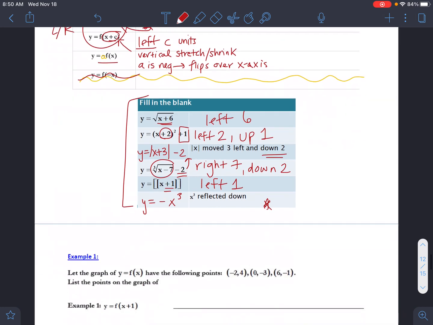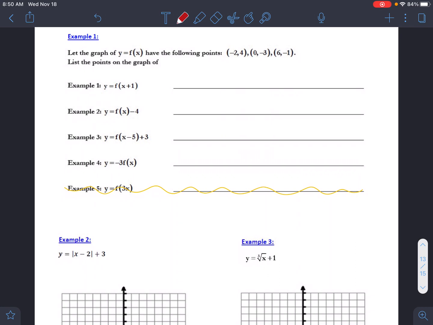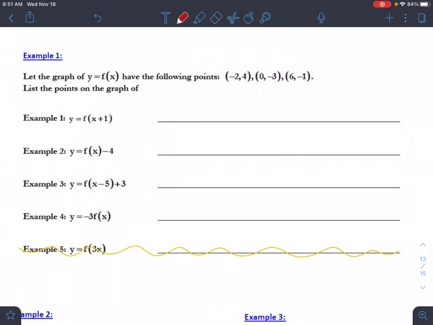Okay, so let's actually get down to business here. We're going to do 2 different types of examples. Number 1, I'm going to give you 3 points. We're going to translate them. Then the second examples here, we're going to actually graph some of these shifts. Okay, so first thing here, we'll do a couple of these, see how it goes.